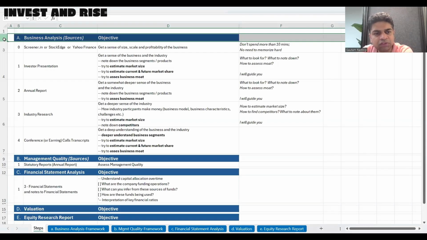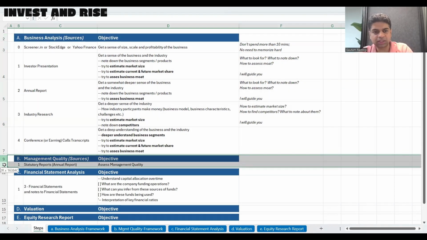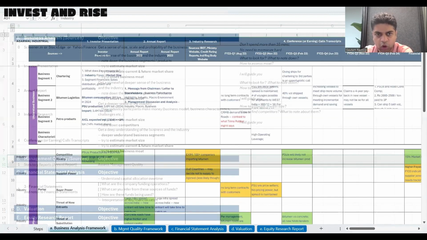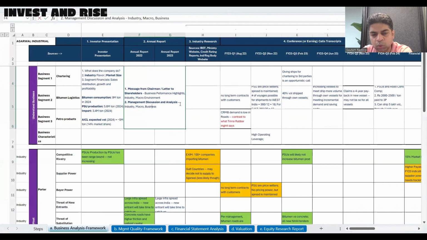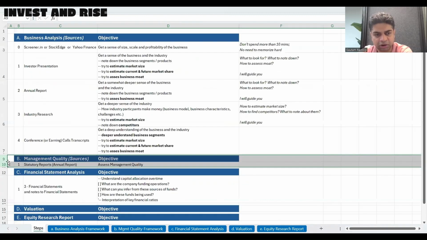All right. So now after discussing this business analysis framework, now let's briefly discuss the management quality assessment framework. For that, the main source is the annual report. Now I know in the business analysis framework, we actually looked at two sections of the annual report, which are the message from the chairman and the management discussion and analysis. Now let's go a step further in the annual report.